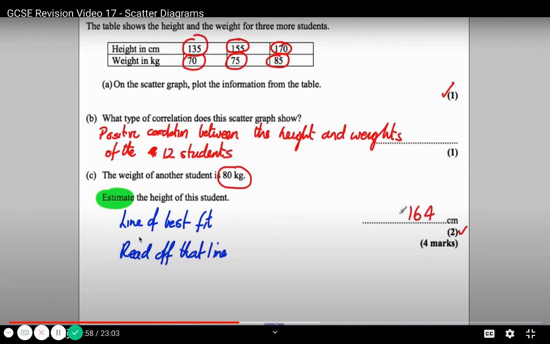So I hope that you understood how to use a scatter diagram and how to actually estimate the height. Always remember the line of best fit is very important to estimate the height.